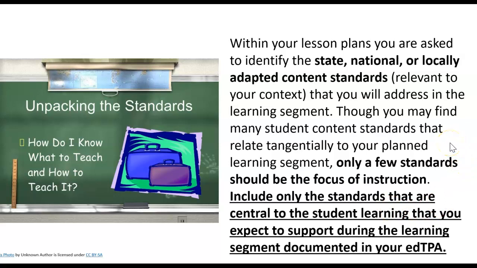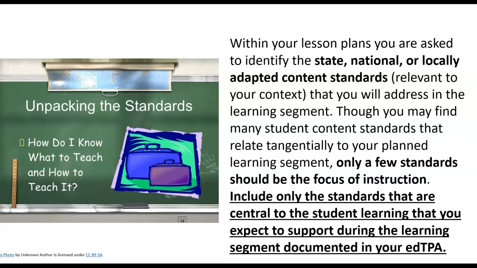So if you're teaching English, you're not going to have a math standard. And again, if you were teaching a history class, you wouldn't pull out an English standard. You have to make sure that you understand what it is you're teaching, and the standard does fit with that. So you might find several standards that fit what you're teaching.